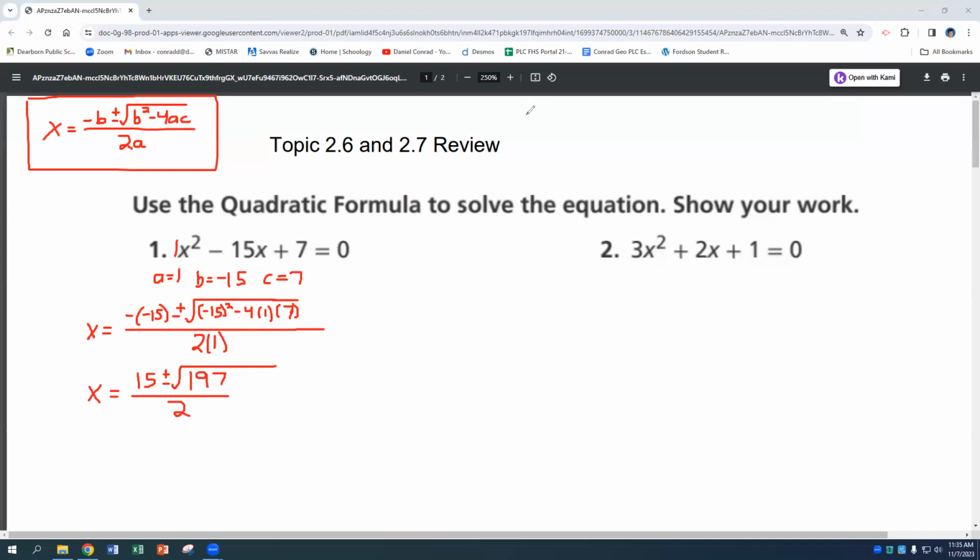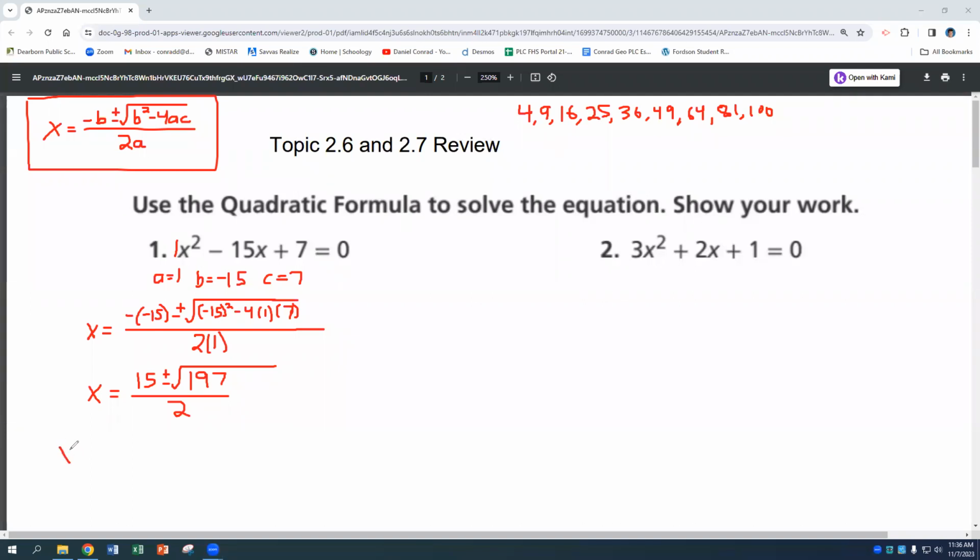So if I could find any perfect squares that go in there. So 4, 9, right? 3 squared is 9. 4 squared is 16. 5 squared is 25. 6 squared is 36. 7 squared is 49. 64. 81. 100. Those are my perfect squares. And if I check, no perfect squares are going to go into 197. So I can't reduce it anymore.